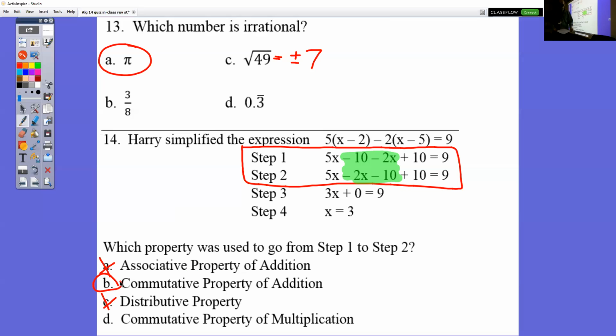That is what your quiz looks like from questions 5 on. They will be multiple choice. All right, this should be a pretty easy quiz for most people.